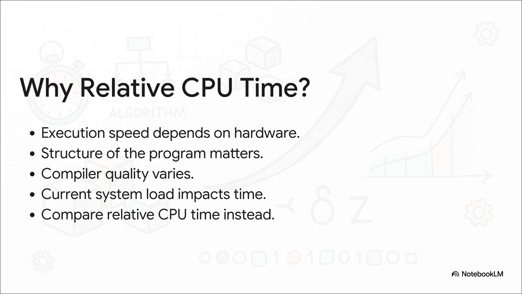Measuring raw, actual time is a total trap for a few reasons. First off, execution speed heavily depends on your specific hardware. Second, the structural efficiency of the program itself obviously matters. Third, the quality of the compiler translating that code varies from machine to machine. And fourth, even the current system load, like, if you have 50 browser tabs open in the background, that's going to drastically impact the actual time it takes to run your code. Because these physical conditions fluctuate so wildly, the solution isn't to measure seconds. We absolutely have to evaluate algorithms based on their relative CPU time. This is what we call time complexity.